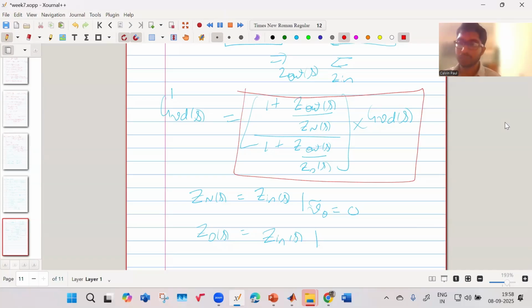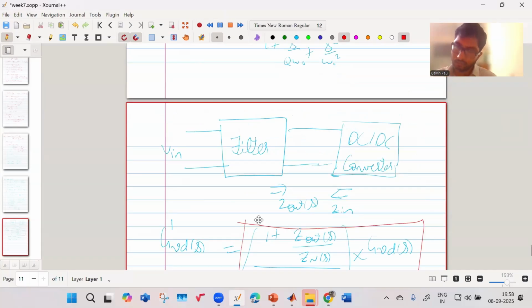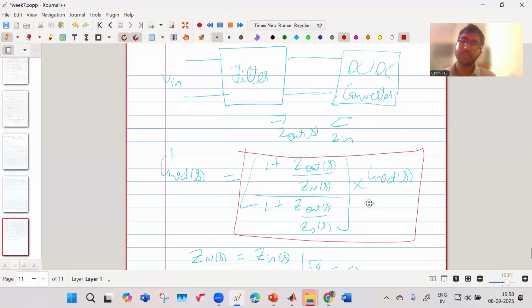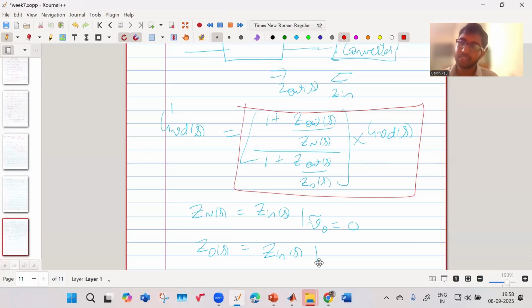Okay, sir. So Z out corresponds to the source output impedance of that filter? Yes, source side, correct. And Zn and Zd are for the converter. Yes, for the converter. There are certain conditions; I think output voltage perturbation 0 for Zn of S, and Zd is for some other particular condition, but I don't exactly recall. Okay, sir.